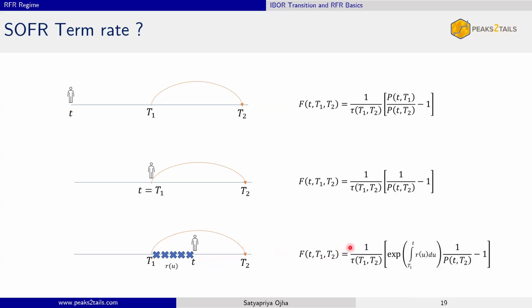Okay. And this will keep getting updated as you move through time until you reach T2. This rate keeps getting updated. Only when you reach T2 will this rate be fully known, not before that.